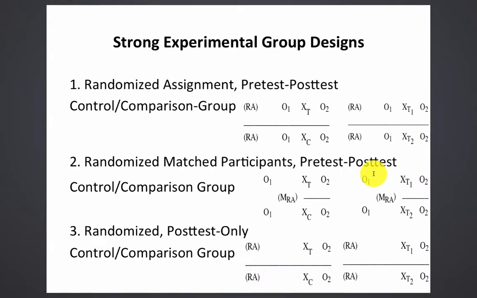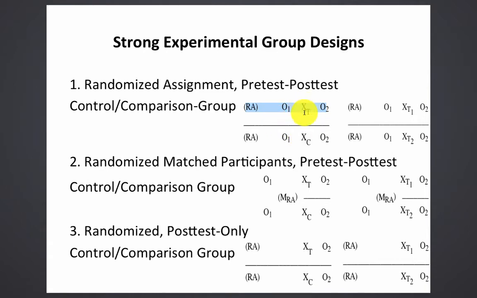So then we move into the strong experimental designs. And the first one is random assignment, pre-test, post-test, control, or comparison group designs. So this image right here, that doesn't work. This image right here shows the pre-test, post-test control group.